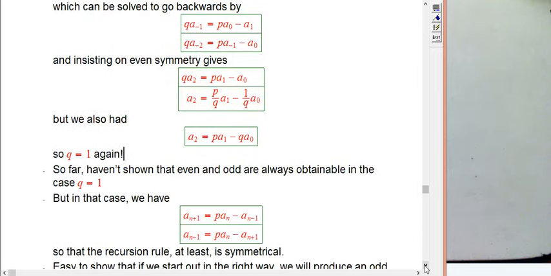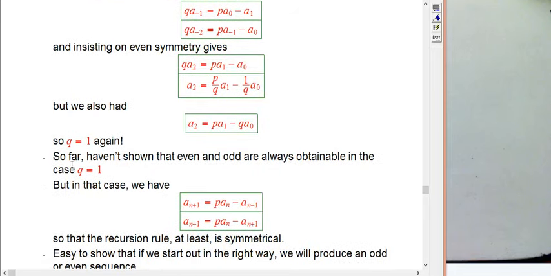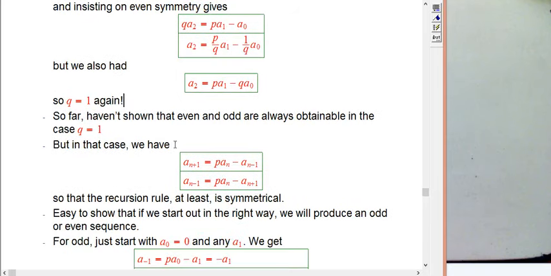So let's go ahead and show that that really is sufficient as well. So we're going to assume Q equals 1 for now, and let's look at what happens. And this is a very beautiful thing. It's about going backwards again. It says that A n plus 1 is P A n minus A n minus 1. Well, let's just solve for A n minus 1.